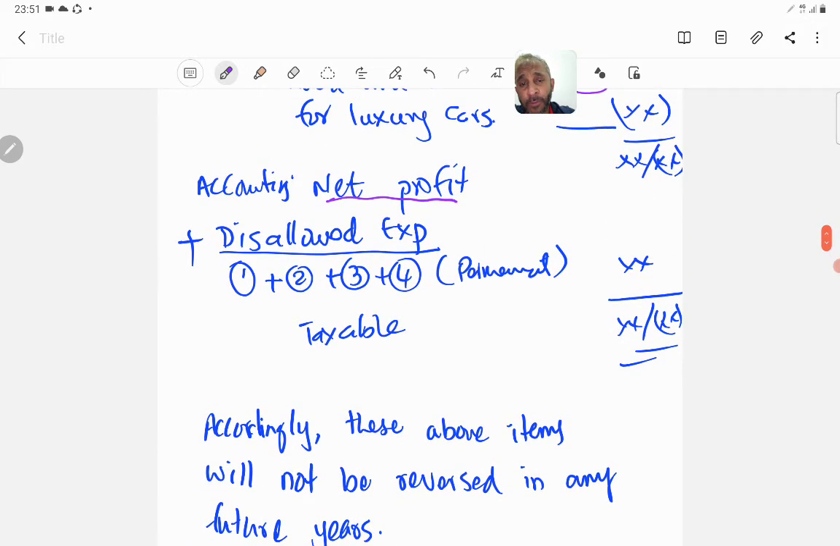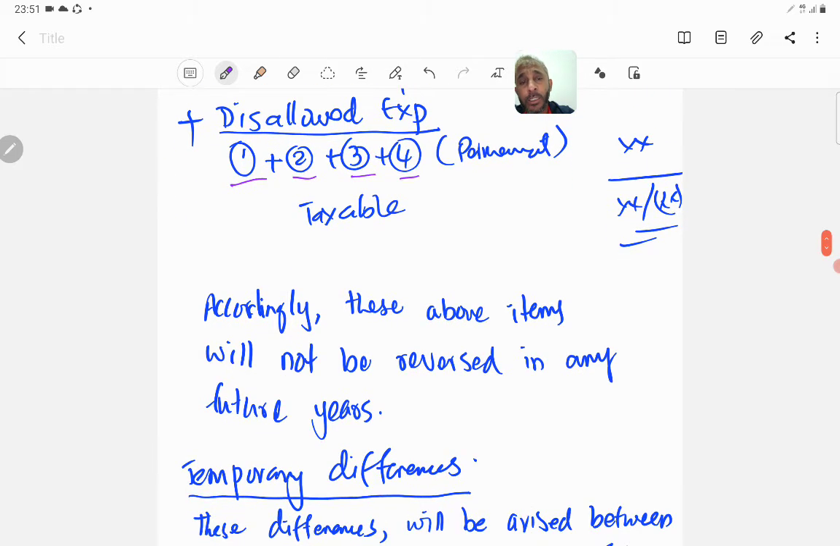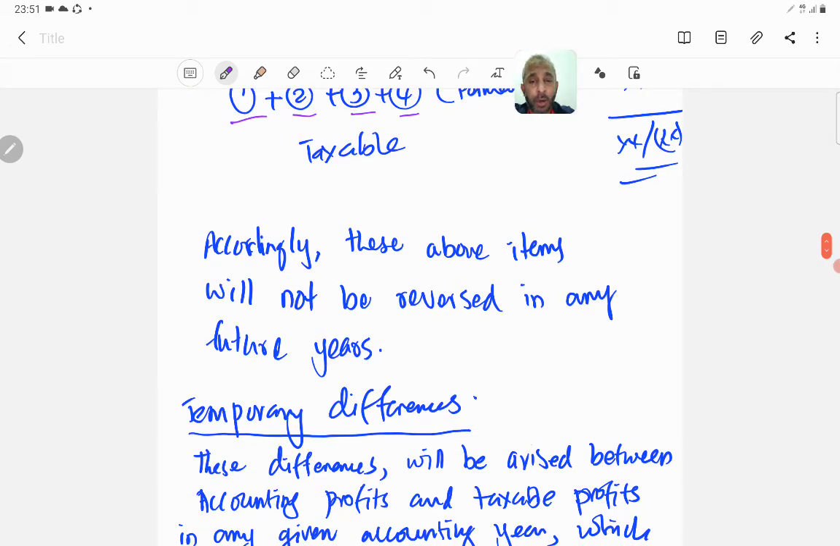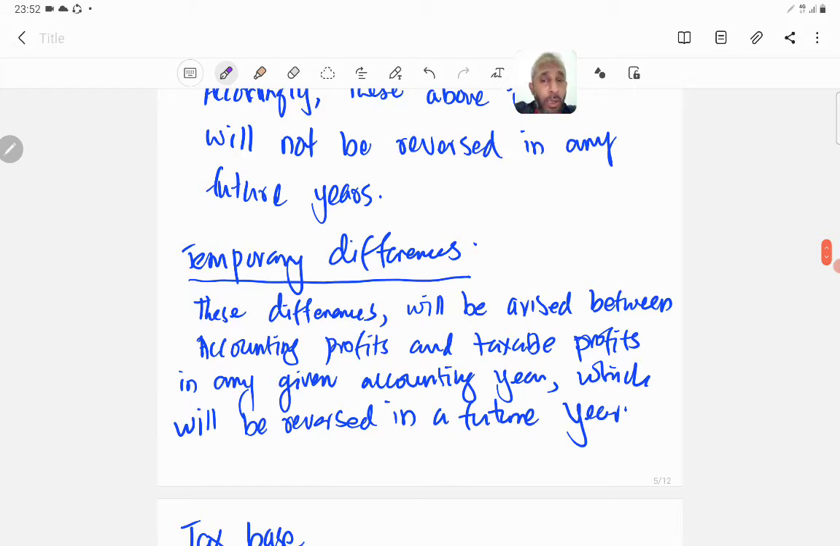Then when we are doing the reconciliation for the tax, we need to add back those permanent differences which I have written there, number 1, number 2, number 3, number 4. These are permanent differences. So then we will arrive at taxable profit or loss. However, these we will not reverse in the future. These above items will not be reversed in any future years. On the other hand, we also have temporary differences. These differences arise between accounting profit and taxable profits in any given accounting year, but will be reversed in future years.